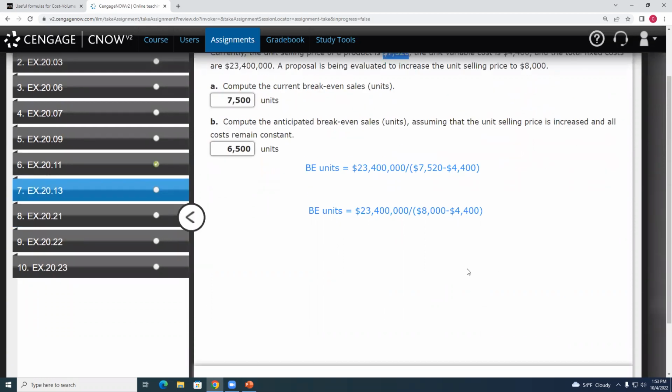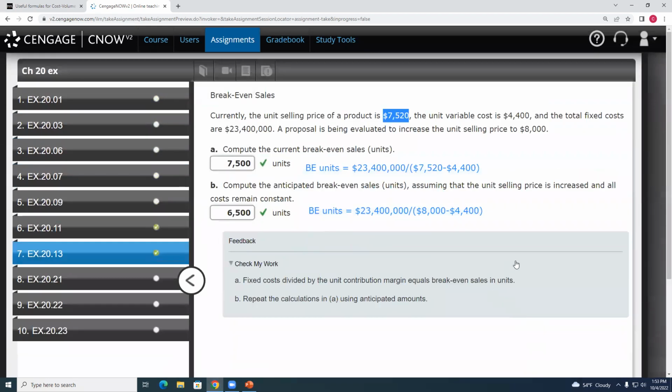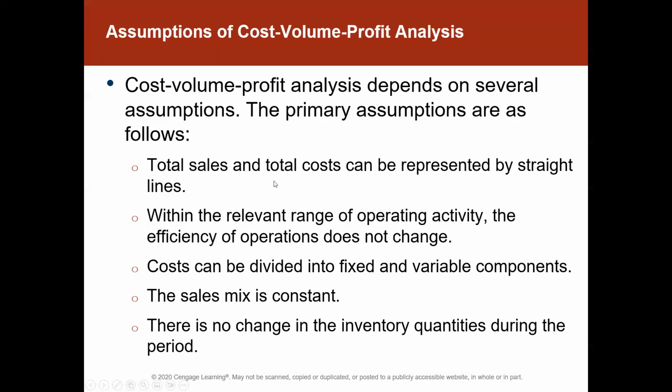So any questions about this exercise or anything else so far? Okay. So our next exercise, let me clear the screen here. Our next exercise, I want to go to the PowerPoint and talk from here for just a moment.